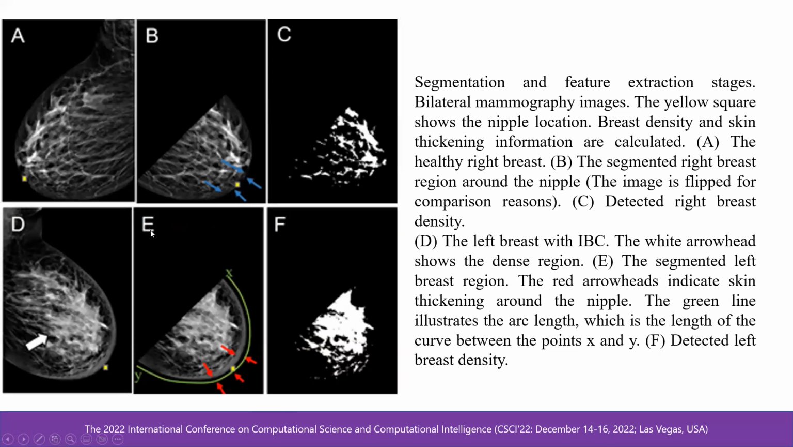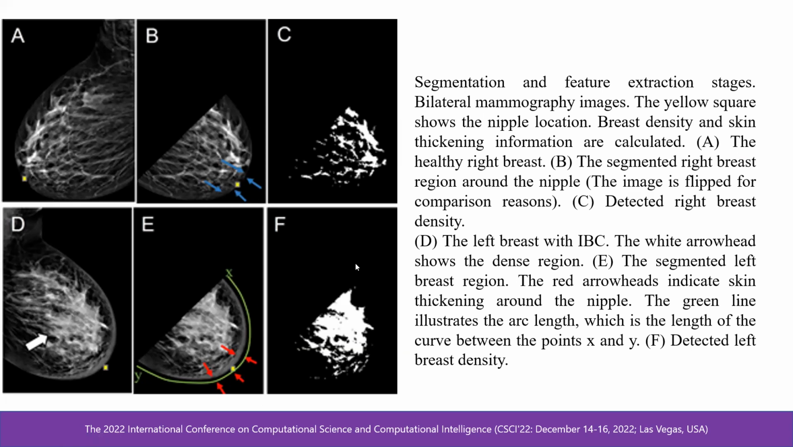And in figure E, also the skin thickening is indicated by the red arrows right here. And the length of the arc here is between X and Y. In our calculations, it is representing the arc, and it is arc length.